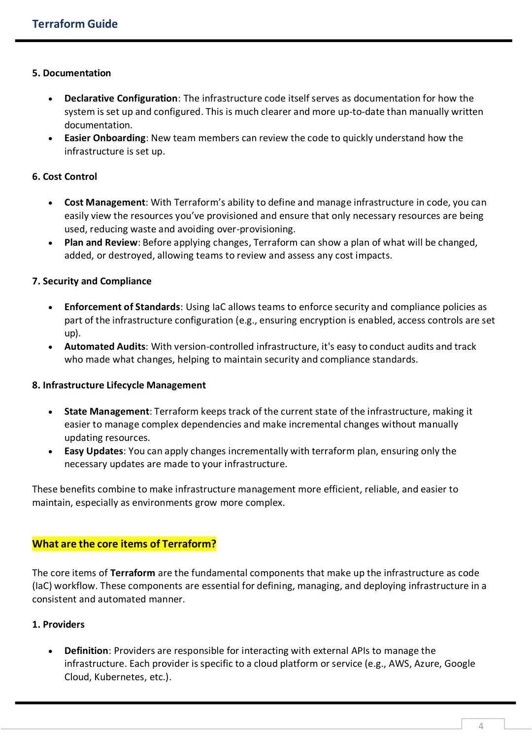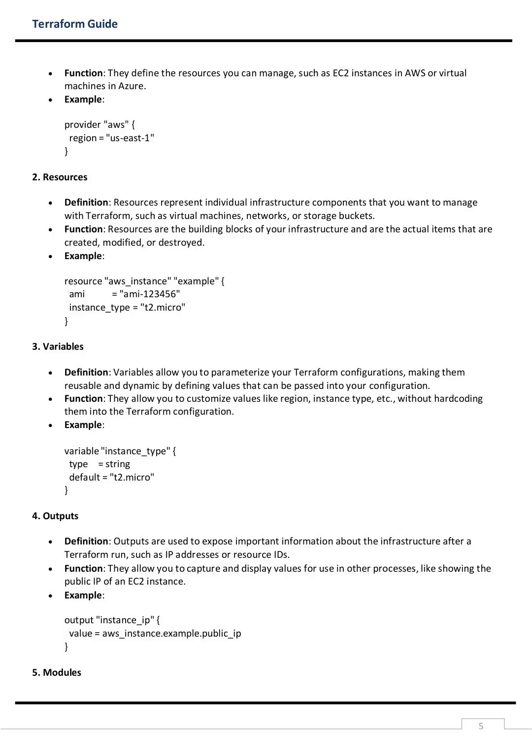1. Providers. Definition: Providers are responsible for interacting with external APIs to manage the infrastructure. Each provider is specific to a cloud platform or service, for example, AWS, Azure, Google Cloud, Kubernetes, etc. Function: They define the resources you can manage, such as EC2 instances in AWS or virtual machines in Azure. For example, provider "aws".